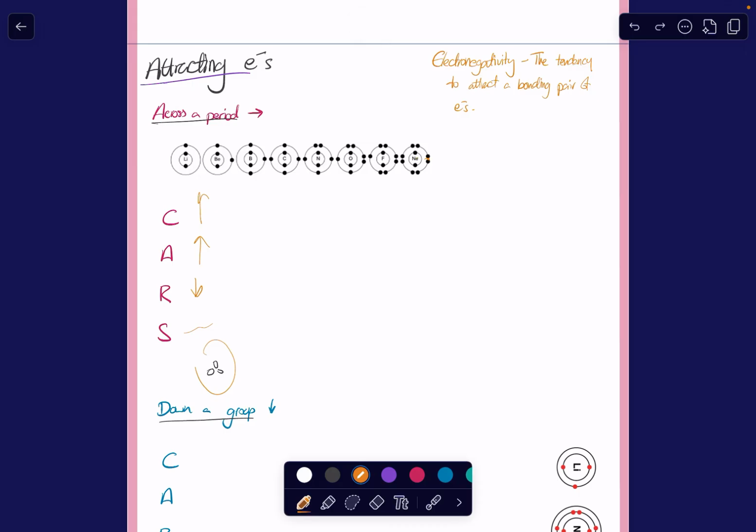As we go across a period, the tendency to attract a bonding pair of electrons increases. This is because the nuclear charge increases as the proton number increases. The radius decreases as the distance between the nucleus and the outer electron also decreases, as there is a stronger pull from those outer electrons to that nucleus. And finally, the ability to attract a bonding pair of electrons increases as the nuclear charge is also increased. Therefore, the electronegativity will increase as you go across the period. So that's how you need to summarize everything together.